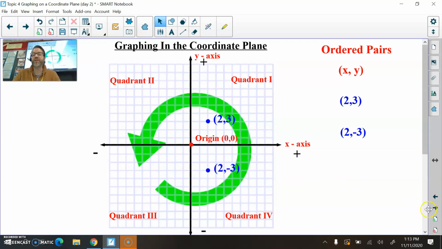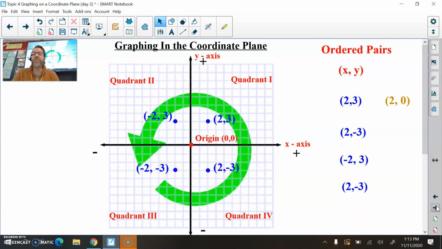Bing! What about negative 2, 3? Well, this time I'd start at the origin and go left 2 spaces and then up 3 spaces. And you'd end up, boom, right there in quadrant 2. And if you did -2, -3, where both of the coordinates are negative, then you start at the origin, go left 2 spaces, and then you go down 3 spaces, which is here in quadrant 3, -2, -3. Okay?